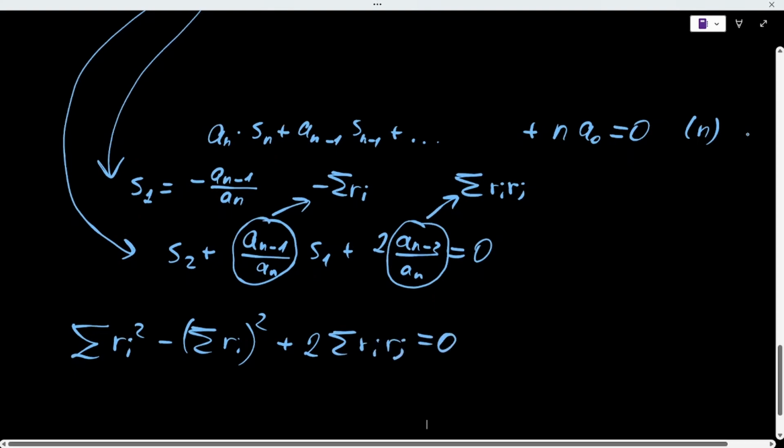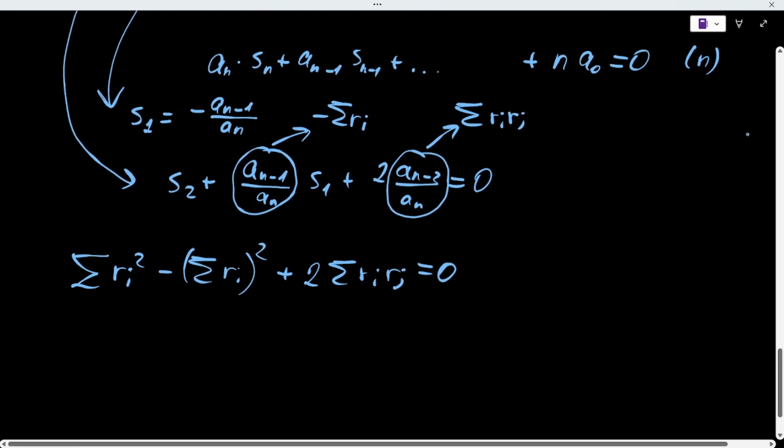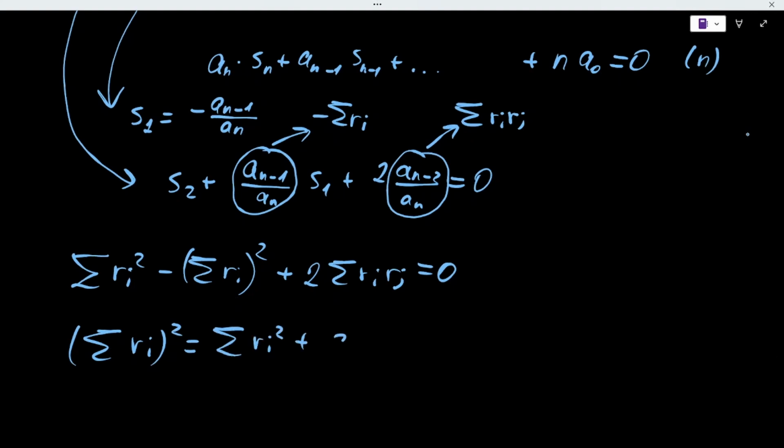And clearly, this is always correct, because once we expand the sum of the Ri squared, this expands to the sum of the squares plus 2 times the sum of the Ri Rj terms. And the sum of the squares will be cancelled with this term, and the Ri times Rj part will be cancelled here.